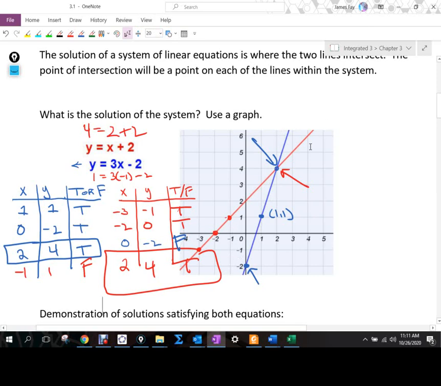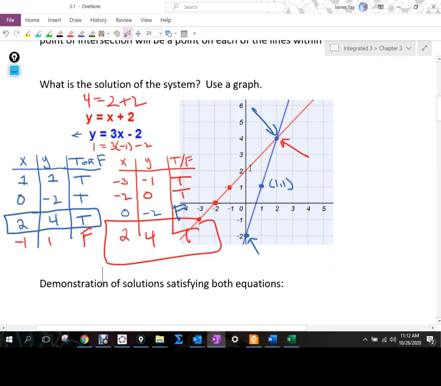Is it also on the red line? So it's on both lines, right? It's the only point out of all the points that exist that is on both. So that is what we refer to as the solution of this system. Okay? So 2, 4 is the solution to that system.